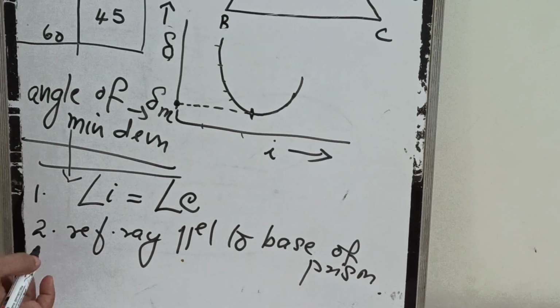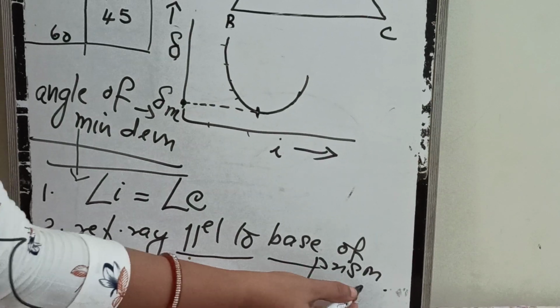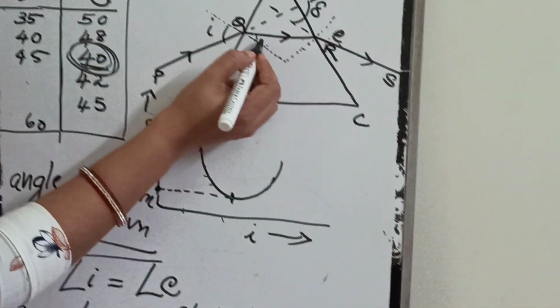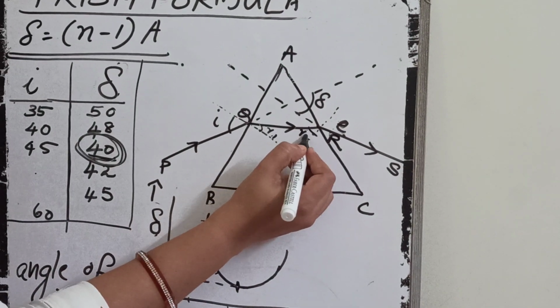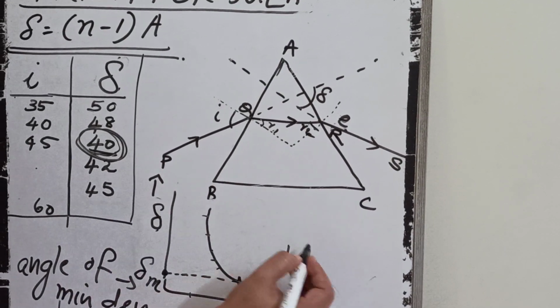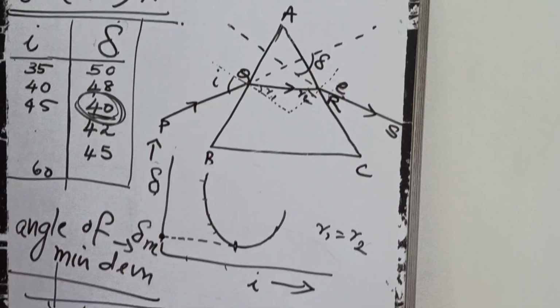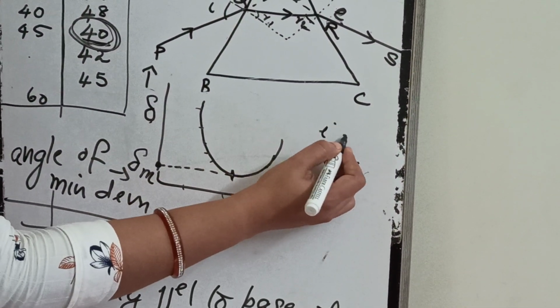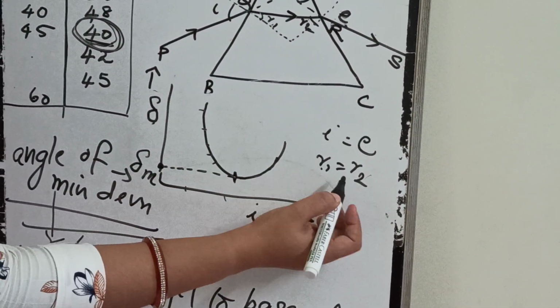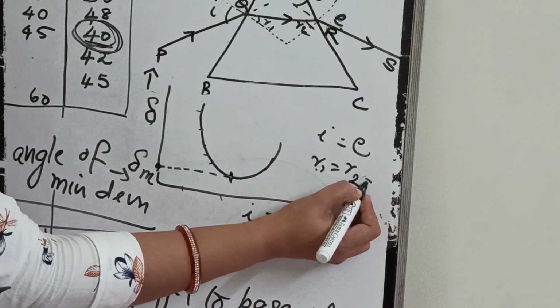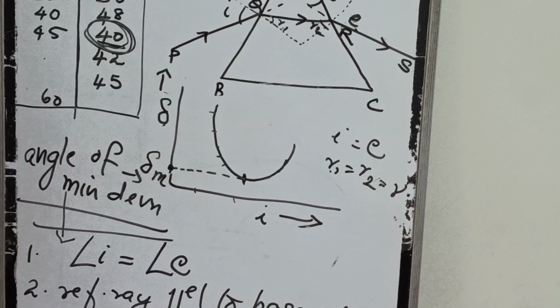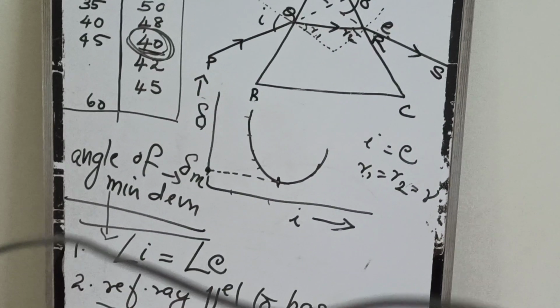As the refracted ray passes parallel to the base of the prism, this angle R1 and this angle R2 will be equal. R1 is equal to R2. So these are the 2 points. First one is angle I is equal to E and angle R1 equal to R2, which can be taken as a common value R. Is that clear?